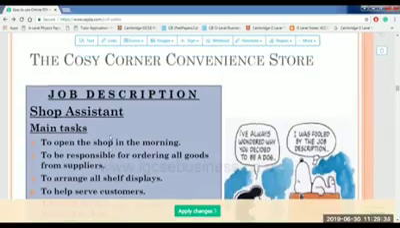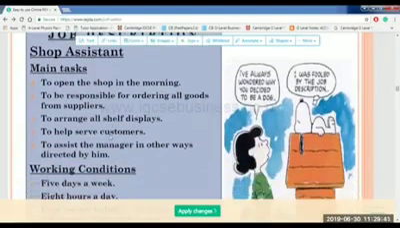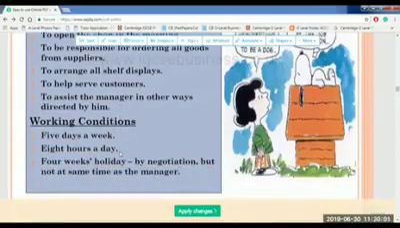So, the COSY Corner Convenience Store. He has written a job description of the shop assistant. Main tasks: to open the shop in the morning, to be responsible for ordering all goods from suppliers, to arrange all shelf displays, to help serve customers, and to assist the manager in other ways directed by him. Working conditions: 5 days a week, 8 hours a day, 4 weeks holiday by negotiation, but not at the same time as the manager.